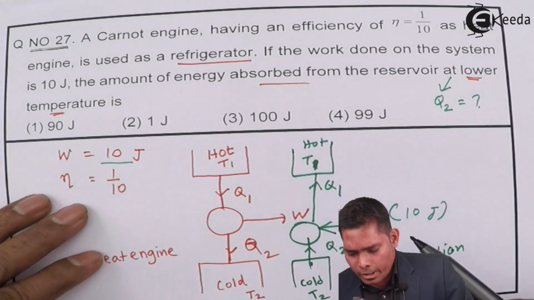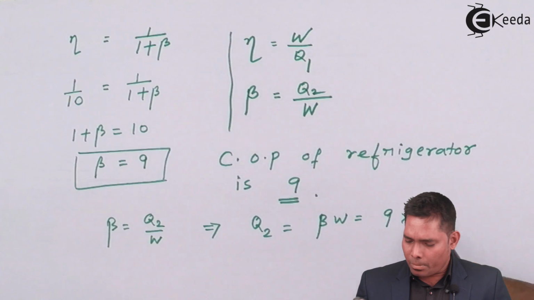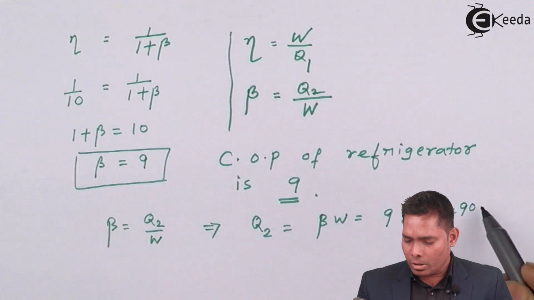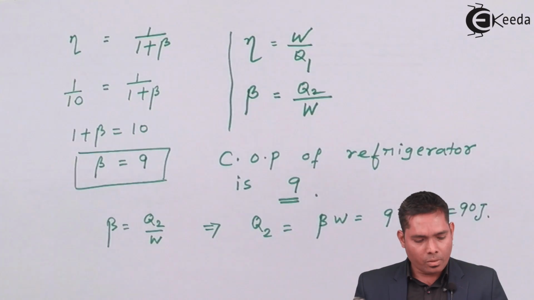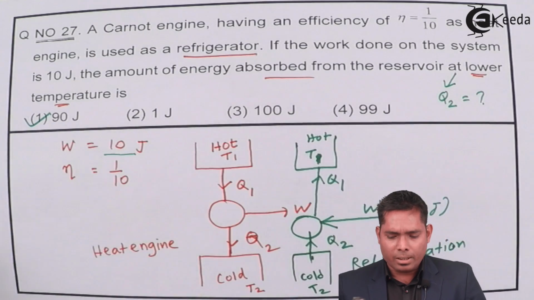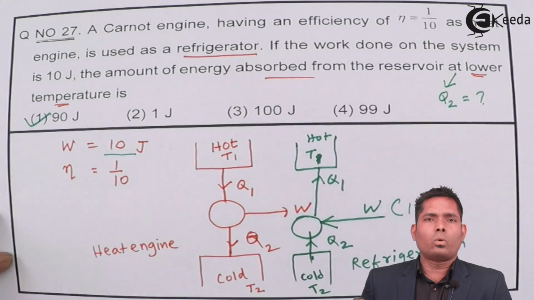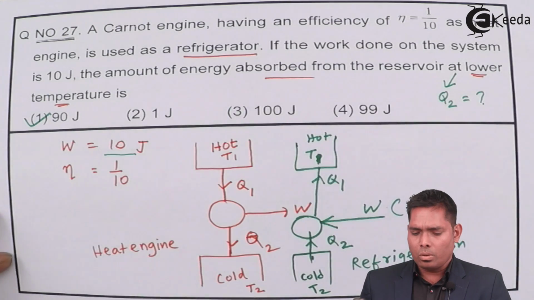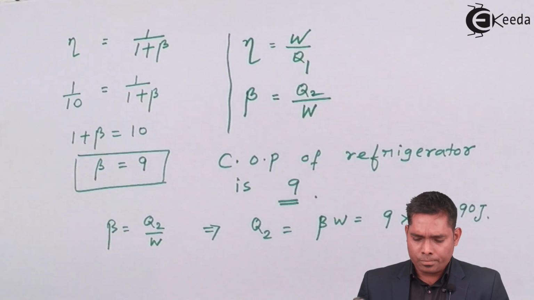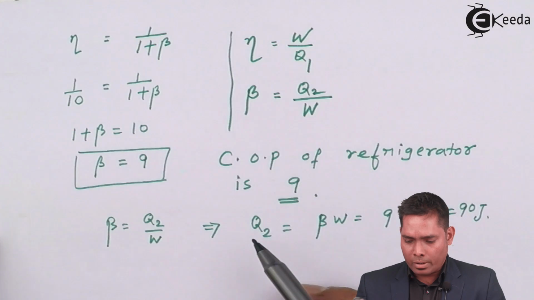Okay, so here 10 joule of work is done for this process, so I multiply by W, which is 10, and the answer comes out to be 90 joule. So if I see the options, then option number 1 is correct. The amount of heat that is derived from the cold body is 90 joule, and that is the answer to this question. And before that, I will just help you to find out how this is obtained.